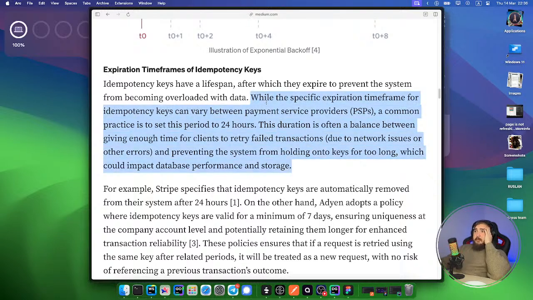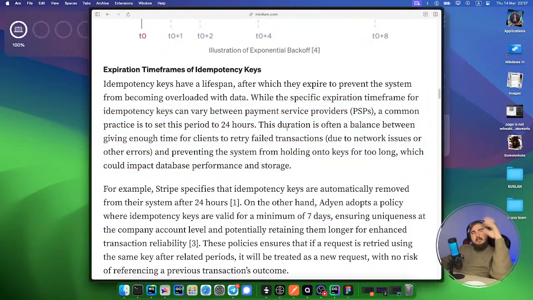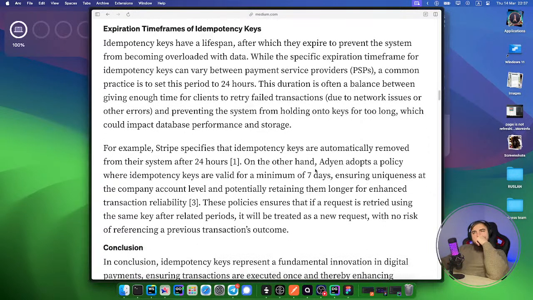While the specific expiration time frame for also Redis, I think Redis has storage in the file system, but it's not that efficient. Redis is an in-memory database. As far as, yeah, it's an in-memory database, but I don't remember if they have storage on disk. Probably they do.